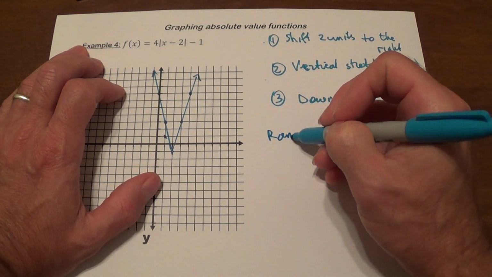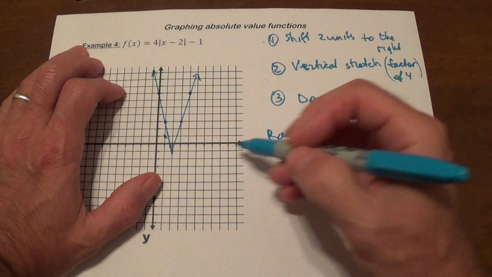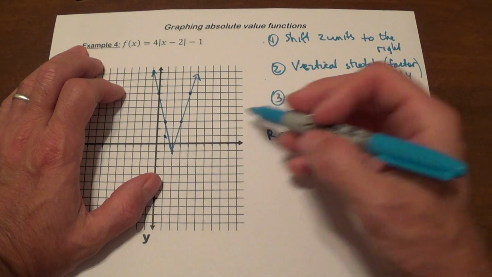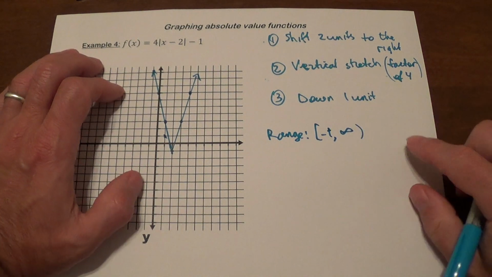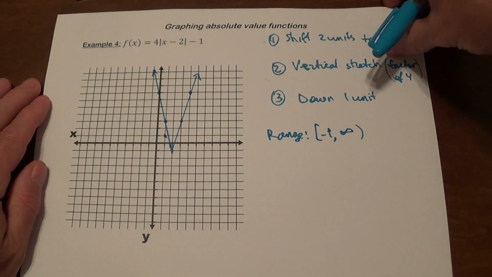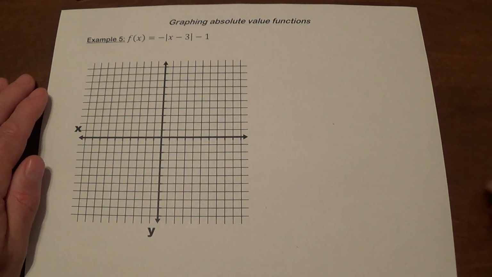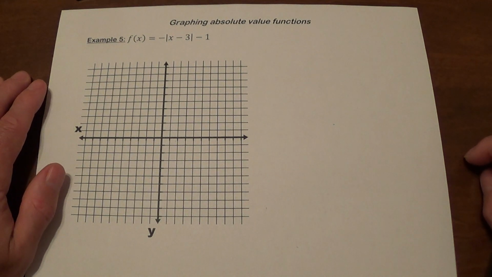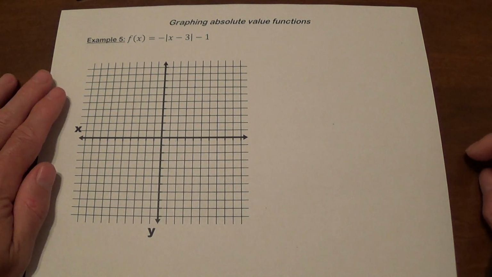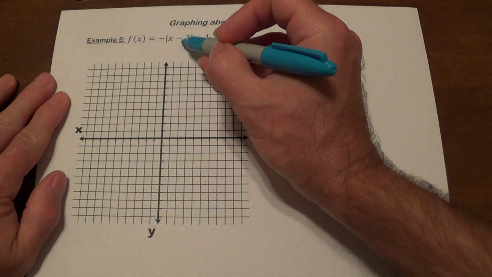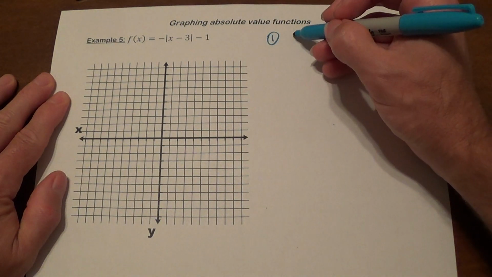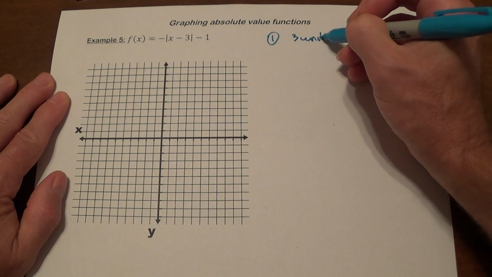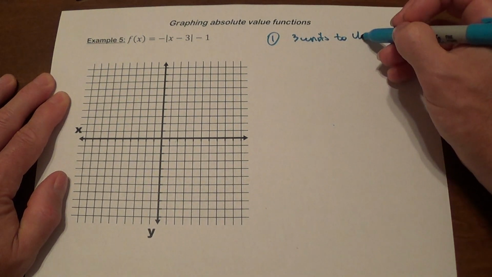The range here, since we have a low point, which is at 2, negative 1, it's going to be from negative 1 to infinity, since it opens up. Got one more. Negative the absolute value of x minus 3, minus 1. This is going to be responsible for shifting it 3 units to the right. It's the first step. 3 units to the right.